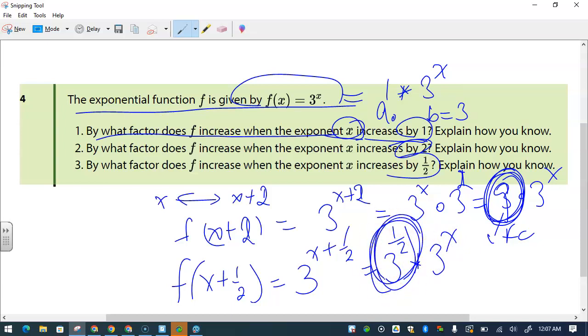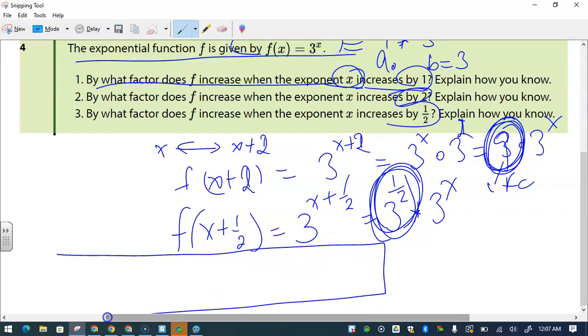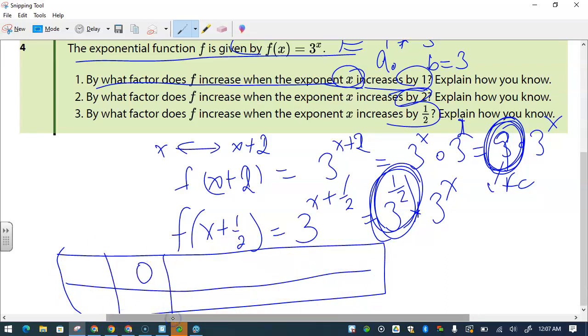I would like to show this with the help of a table, even though they did not ask us. If x is 0, in the beginning it is 1. So there's a 1 here. If x is 1, it is 3. If it is 2, it is 3 times 3, which is 9. If it is 3, it is 27. If it is 4, it is 81. And if it is 5, it is 243.